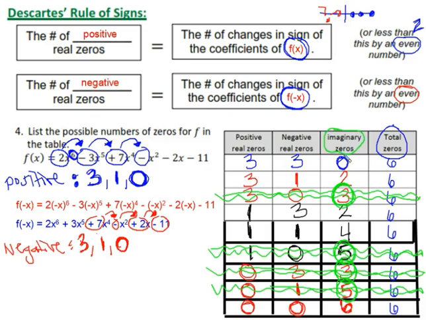So the only cases that we could possibly have for this function: we could have 3 positive and 3 negative. We could have 3 positive, 1 negative, 2 imaginary; 1 positive, 3 negative, 2 imaginary; 1 positive, 1 negative, 4 imaginary; or no positives, no negatives, and 6 imaginary. So we have to go through all the different combinations and then eliminate the ones that don't make sense, these odd numbers of imaginary zeros, to help us determine how many zeros we could possibly have in this function.